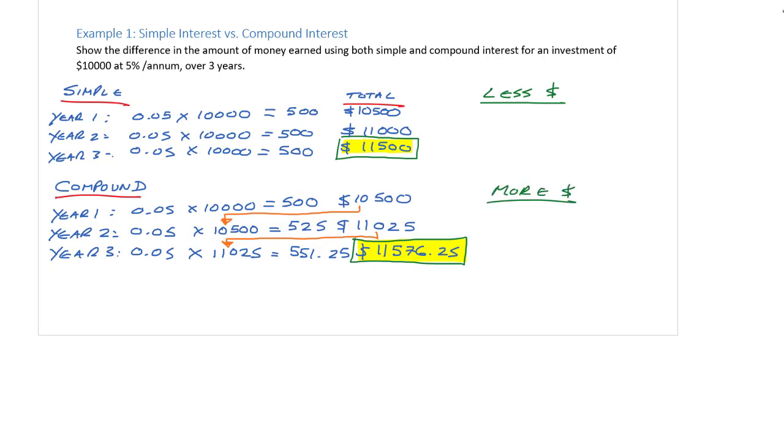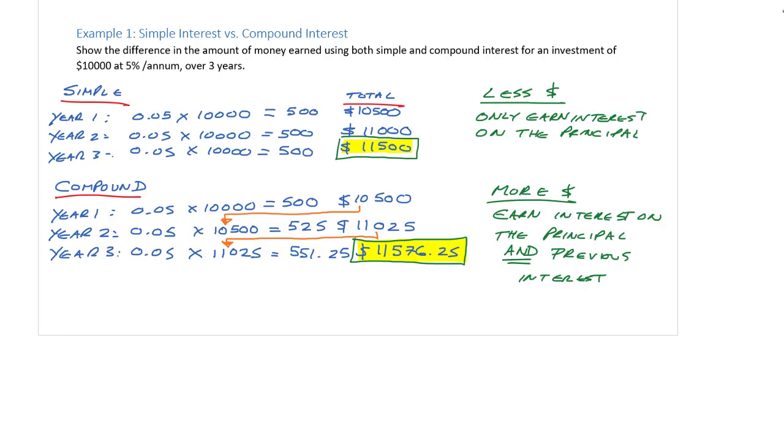So let me just write out something here. I'll pause and write. Okay, so again, with simple interest, you earn less money, right? You only get interest on the principal. So it never changes.